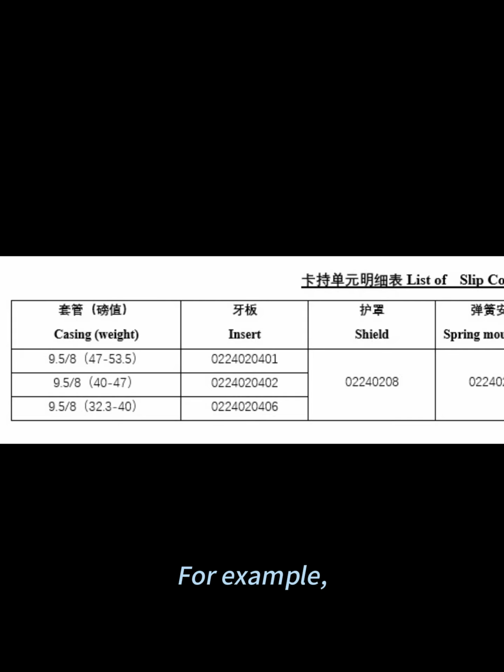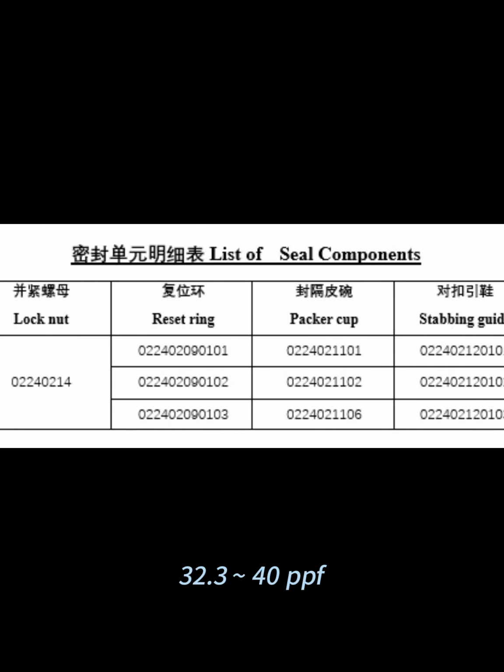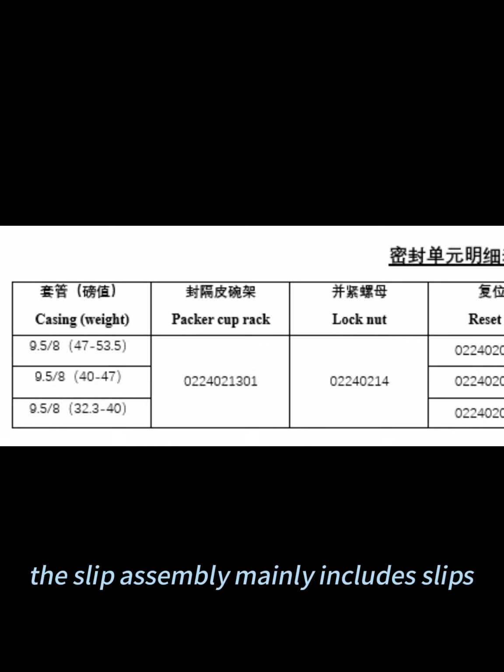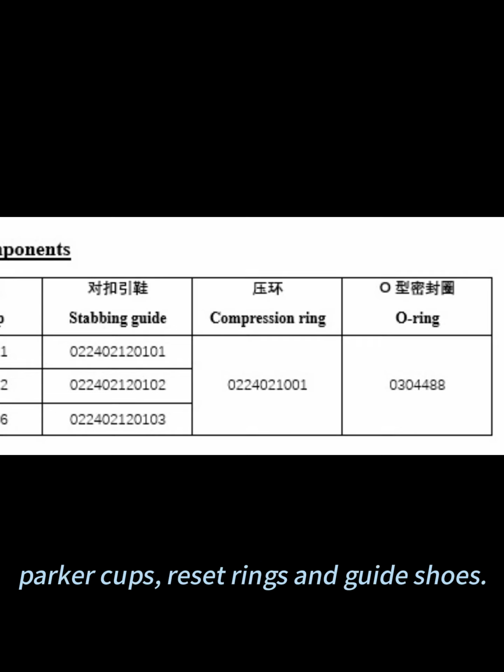For example, for 9-5/8 casing, the TXGN 320 model is divided into 3 weight ranges: 32.3 to 40 ppf, 40 to 47 ppf, and 47 to 53.5 ppf. The slip assembly mainly includes slips, mounting plates, and cover plates. The seal assembly mainly includes pica cup racks, pica cups, reset rings, and guide shoes.